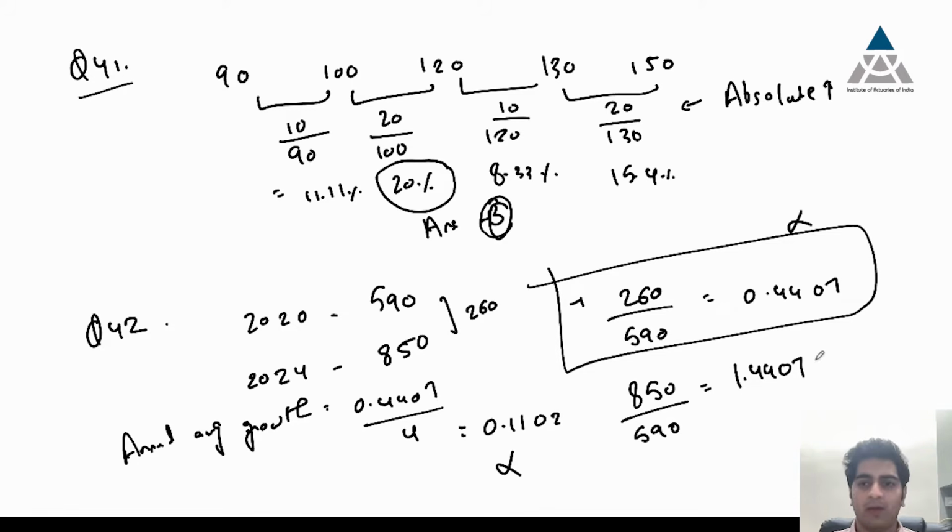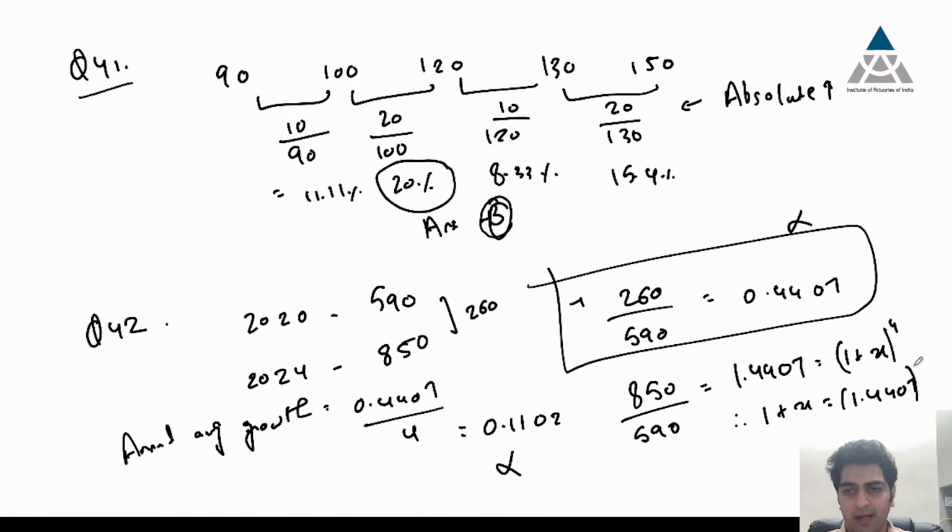So in a way you can understand that the growth rate that we are looking for will be 1 plus x raised to 4. So our growth rate is 1 plus x raised to 4. X is the growth rate that we are looking for, and that's 1.4407. So now you can simplify this, that okay, that means 1 plus x is 1.4407 raised to 1 by 4.